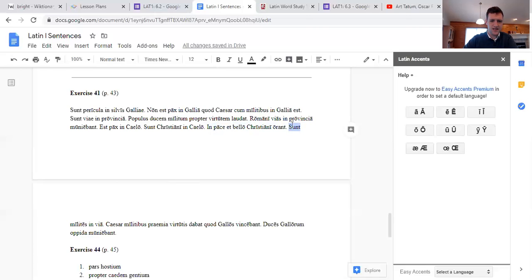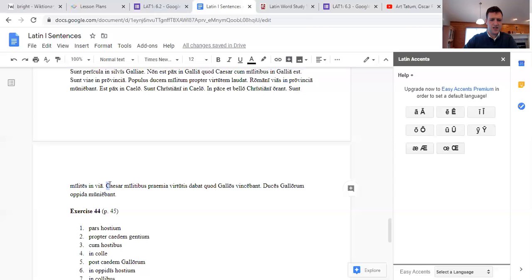Sunt milites in via. Sunt milites in via. Here's to be being used existentially again. Third plural, there are. There are what? We need a nominative plural subject. Milites, third declension, nominative plural. There are soldiers. And now we just have another good old in with the ablative. In the street, in the road, on the path. Any of those work. There are soldiers in the street.